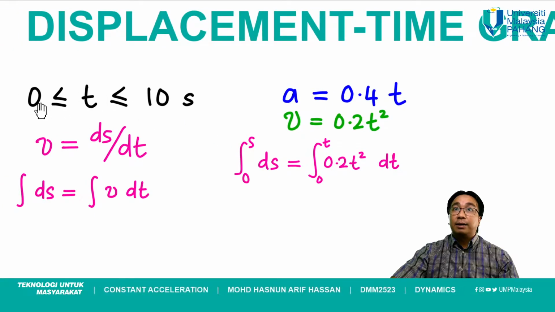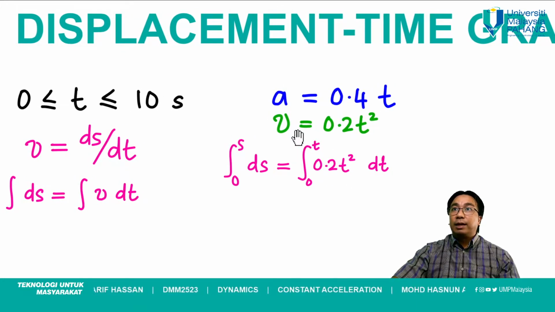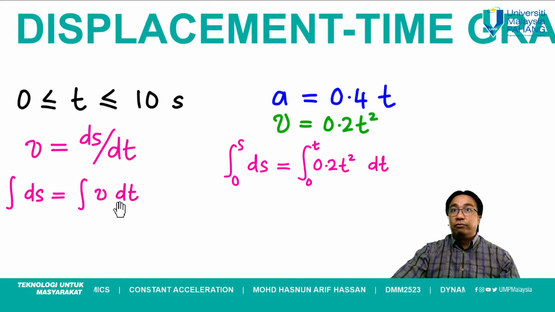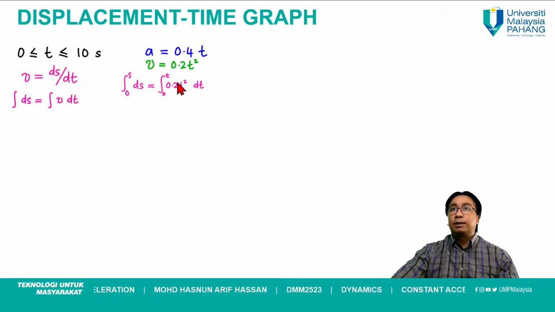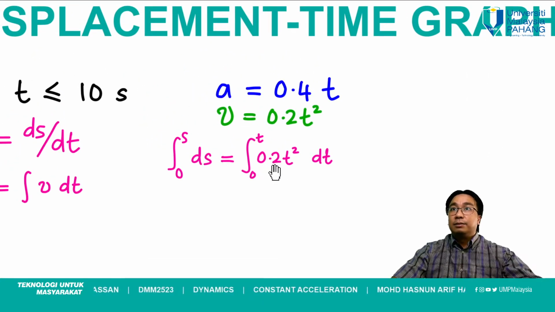Kita sekarang ni lower limit kita ialah 0. So we start the time integration from 0 until t, and what do we integrate here is the velocity punya function, not the acceleration. Kita integrate v dt. ds is equal to v dt. So kita integrate sekarang ni ialah this function 0.2 t square dt.